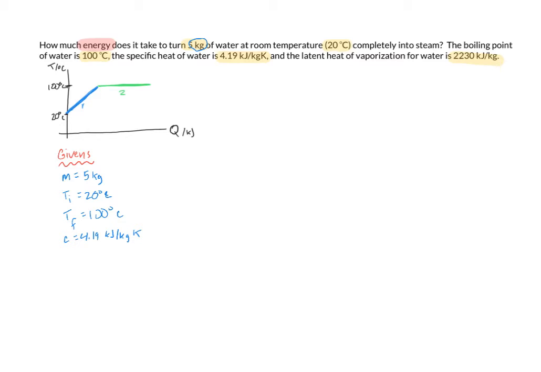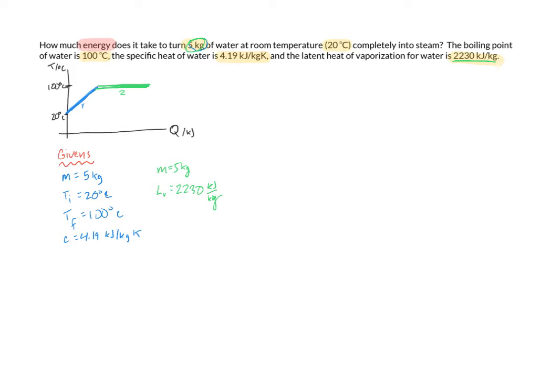Now let's go ahead and do my givens for the second part. Again, my mass is still 5 kilograms. That's not going to change. But now, I'm not changing my temperature at all, right? You can tell because this is a flat line. All of that energy is going into breaking the bonds between the water molecules to turn it from a liquid into a gas. And so we're going to use the latent heat of vaporization for water, which is 2,230 kilojoules per kilogram.